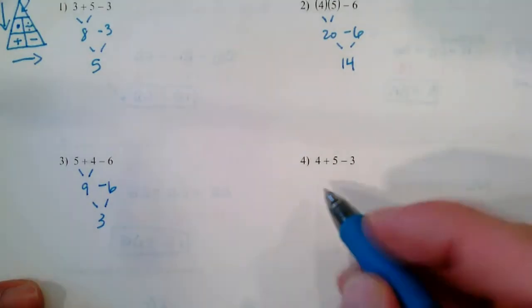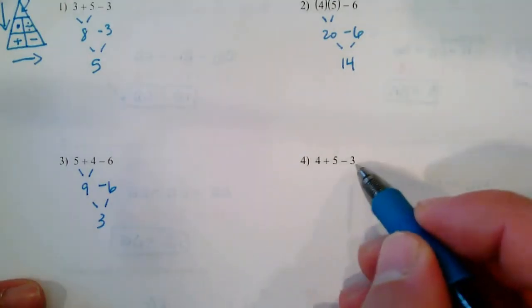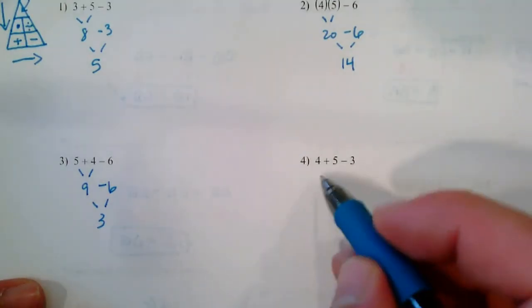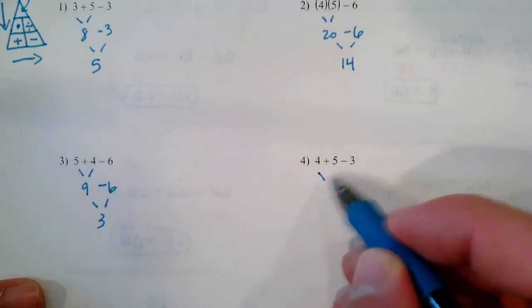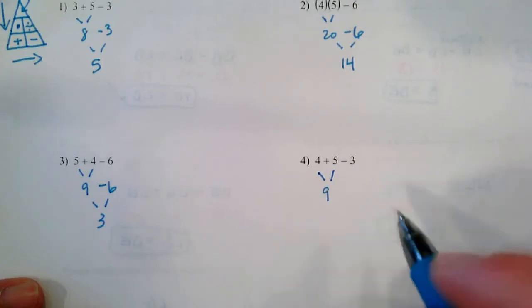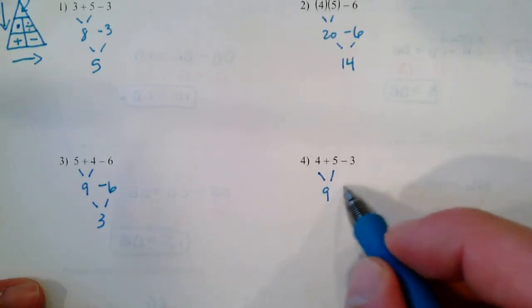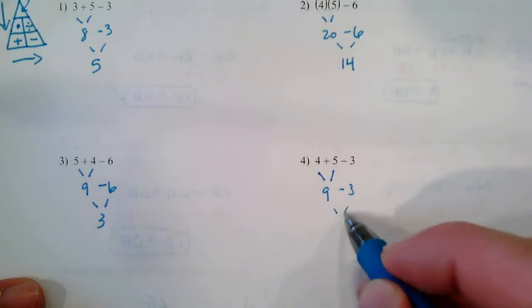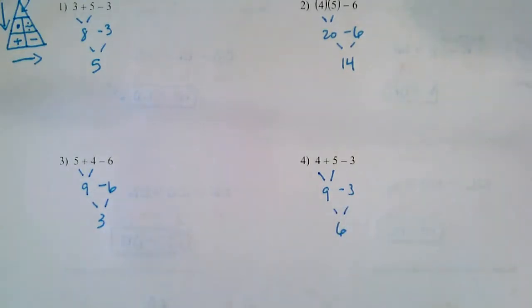Over here, we've got 4 plus 5 minus 3. Again, we just go left to right. Everything's at the base of the pyramid. So 4 plus 5 is 9. And that's minus 3. 9 minus 3, 6.